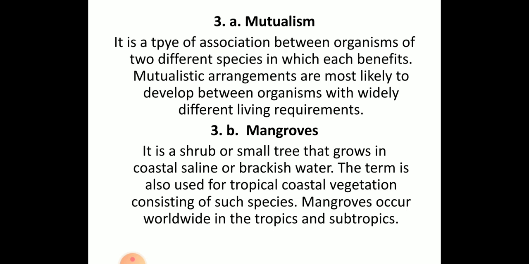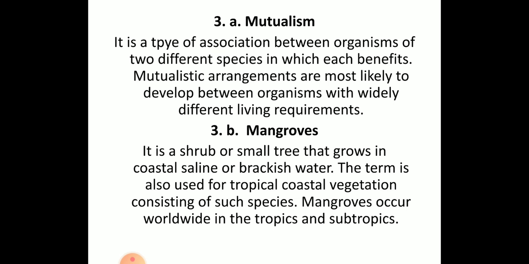Next, mutualism. It is also a type of interaction between organisms where both organisms are benefited. For example, a cattle egret feeding on insects on a cattle, where both the animals are getting benefits, the mutualistic behavior.